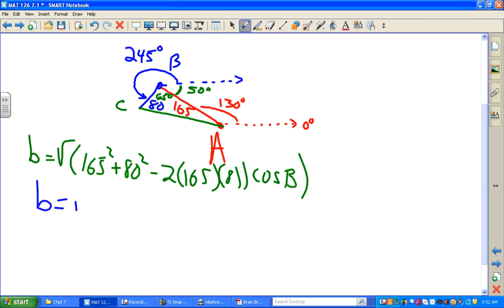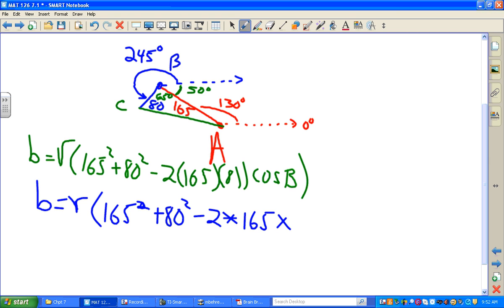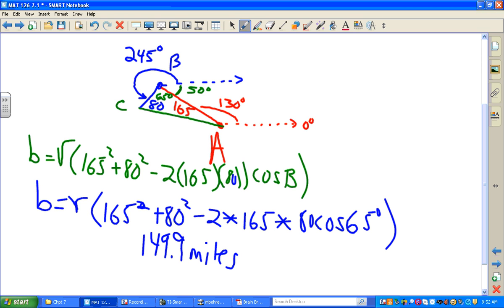B equals the square root. You're solving for small lowercase b in my picture. Plus 80 squared minus 2 times 165 times 80 times the cosine of 65 degrees. What is it? Perfect. So it's 149.9 miles. So yeah, you're going to have to do a little geometry, which isn't too difficult.